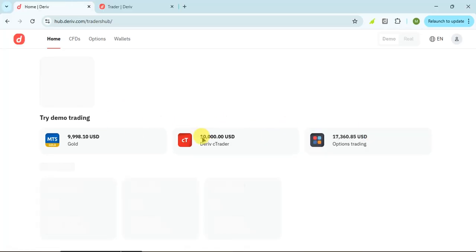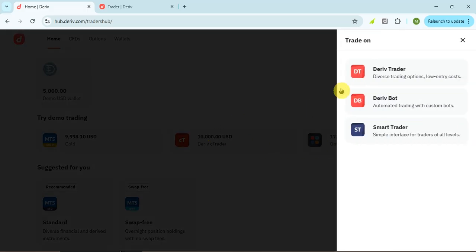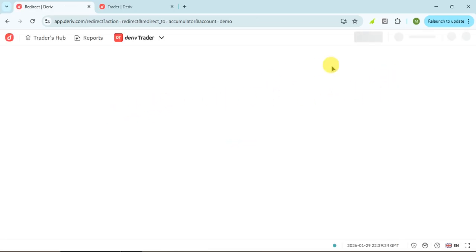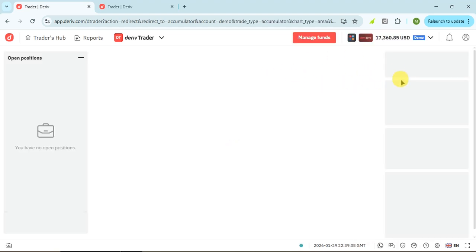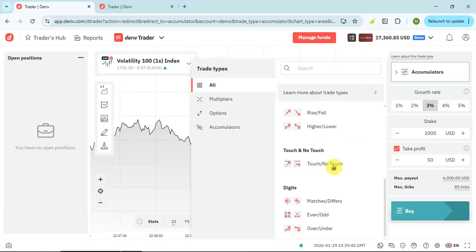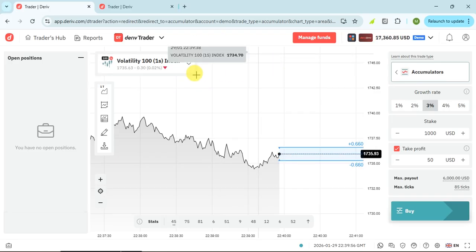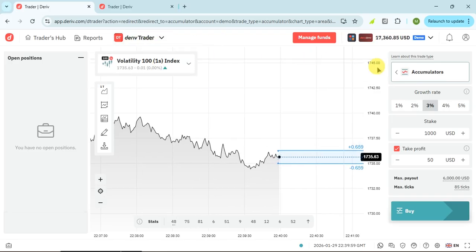And then after logging in, for those who have new accounts, this is the dashboard you will be able to see. So just open the option trading and then select Deriv trader to go and locate touch and no touch. In this tutorial, I'll be explaining how touch and no touch works and how you can trade them, also minimizing the risk. So how can you choose touch and no touch after selecting Deriv trader?